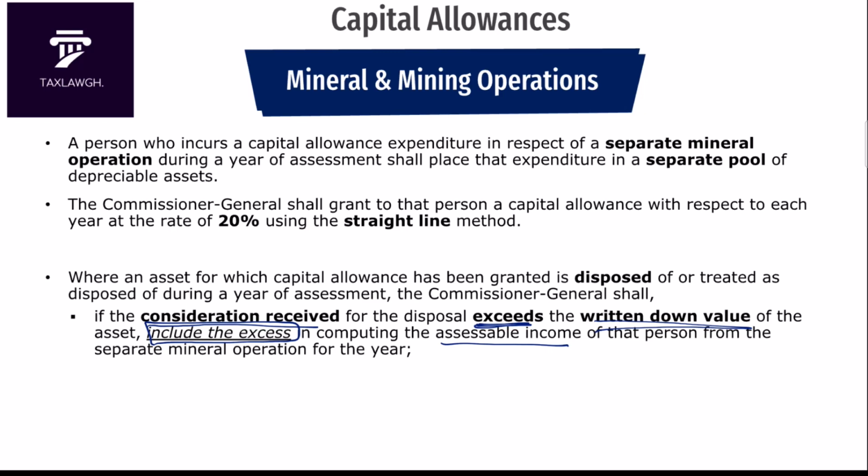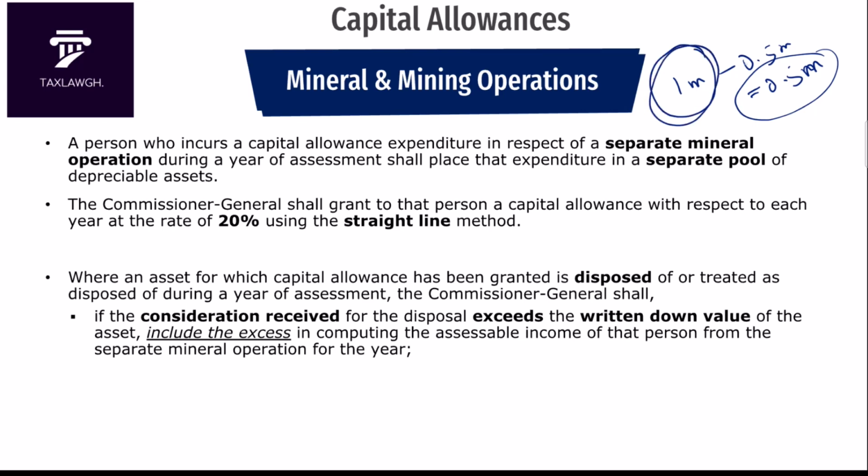So remember we are saying that if the consideration received exceeds the written down value, then the excess will be given to you as what? Income. So let's say the proceeds or consideration received is 1 million. The written down value is 0.5 million or 500,000. The extra 0.5 million is what will go into determining your income from mining operations. However, if it were petroleum, it is the whole 1 million consideration without deducting cost. Do you get it? That's a big difference here.